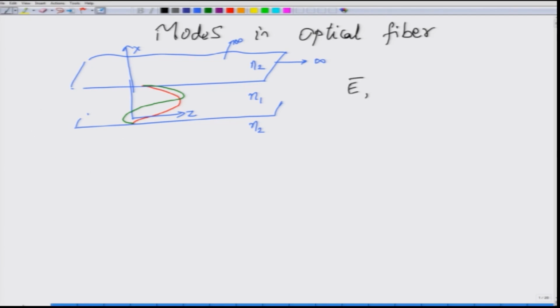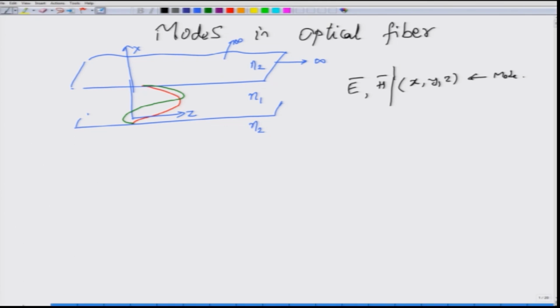of electric field and magnetic field, which will be functions of the coordinate system. For a symmetric slab waveguide, my coordinate system would be the Cartesian coordinate system, and the coordinates would be x, y and z. So, you have electric field as a function of x, y and z, magnetic field also as a function of x, y and z. These fields have to satisfy certain boundary conditions. So, such a thing is called a mode.